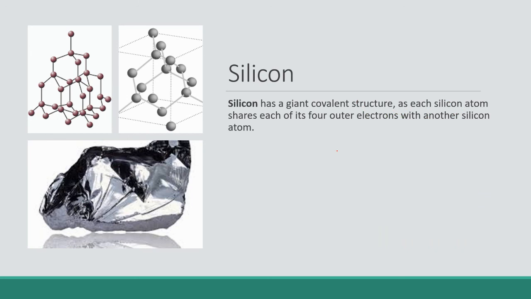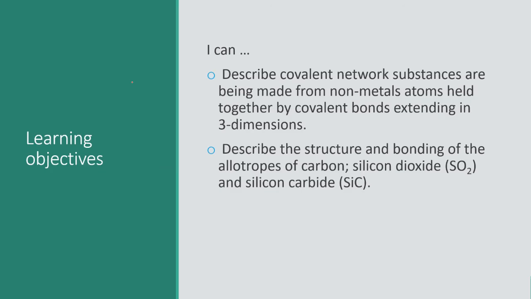Silicon has a giant covalent structure. Each silicon atom shares each of its 4 outer valence electrons with another silicon atom. Silicon is a very useful metalloid, and it has this network structure as well. So this video has been about describing covalent network substances made from non-metal atoms held together by covalent bonds extending in 3 dimensions, and describing the structure and bonding of the allotropes of carbon, that's diamond and graphite, silicon dioxide and silicon carbide.